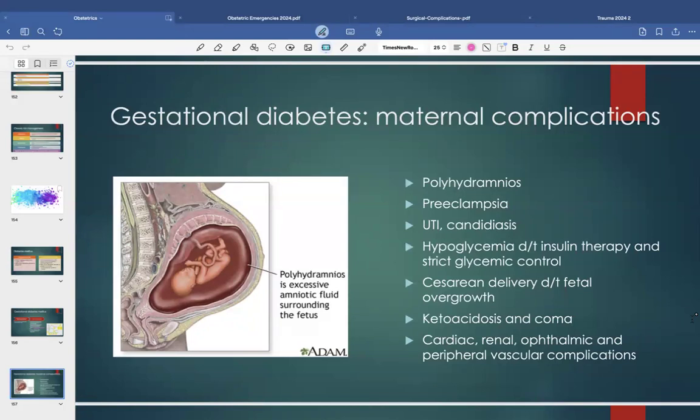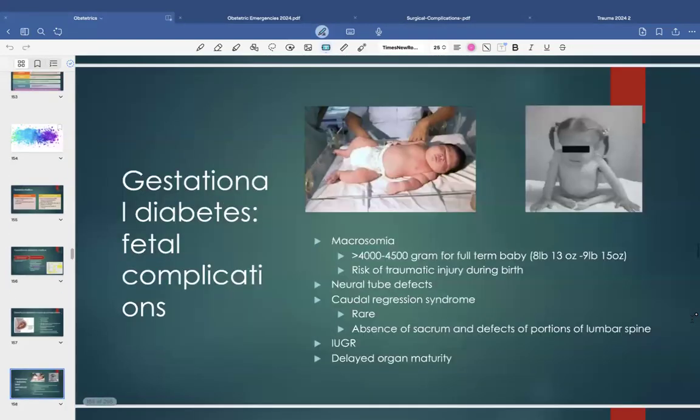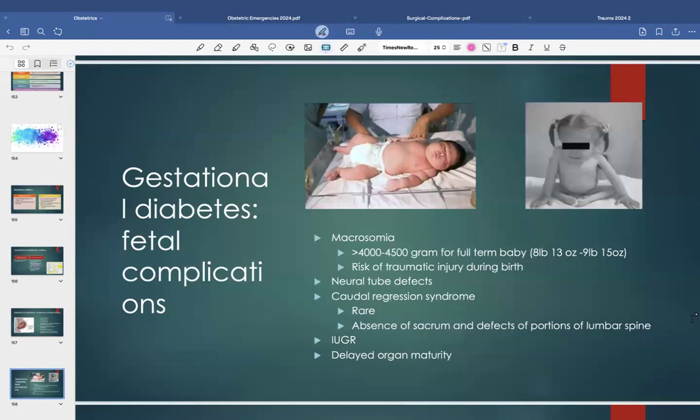So let's talk about the big babies. Macrosomia is a common condition in infants of diabetic mothers when maternal diabetes is poorly controlled. 4,000 to 4,500 grams for a full-term baby is considered to be macrosomia. 4,500 is for our country. It's a more high-income country, so any baby 9 pounds, 15 ounces or more, that's considered macrosomia.